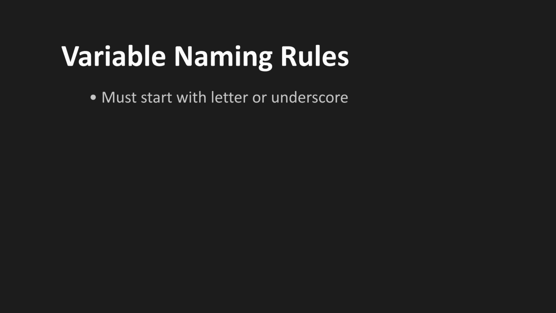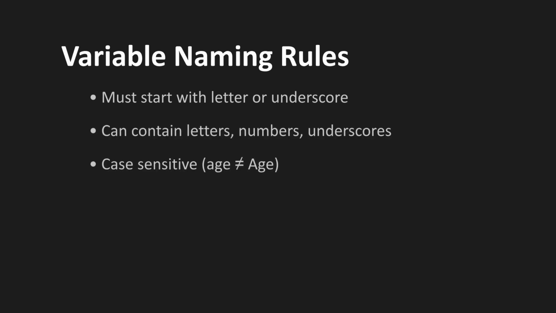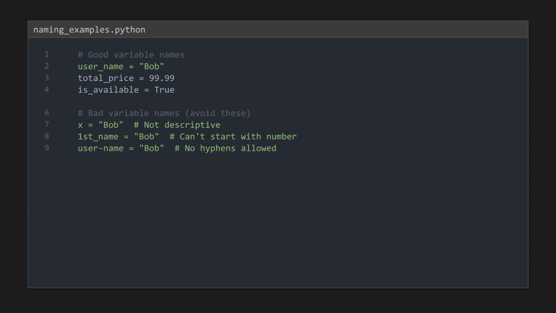When naming variables, remember they must start with a letter or an underscore and are case sensitive. It's best practice to use descriptive names for clarity, such as user_age instead of x. These code examples illustrate both good and bad variable naming conventions, highlighting that variables cannot start with a number or contain hyphens. In summary, variables store data for later use.